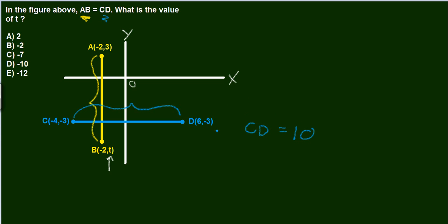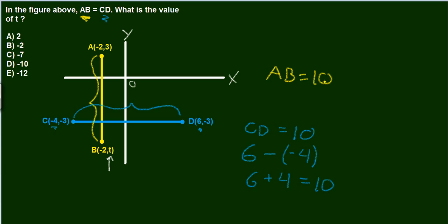An easy way to calculate that, if you're dealing with not so simple numbers, is to take one of the terms and subtract the other. So it'd be 6 minus -4, which ends up being 6 plus 4. It's going to get you 10. That's important. We now know that CD is equal to 10, and we've already established that AB is equal to CD. So if CD is 10, AB has to be 10.